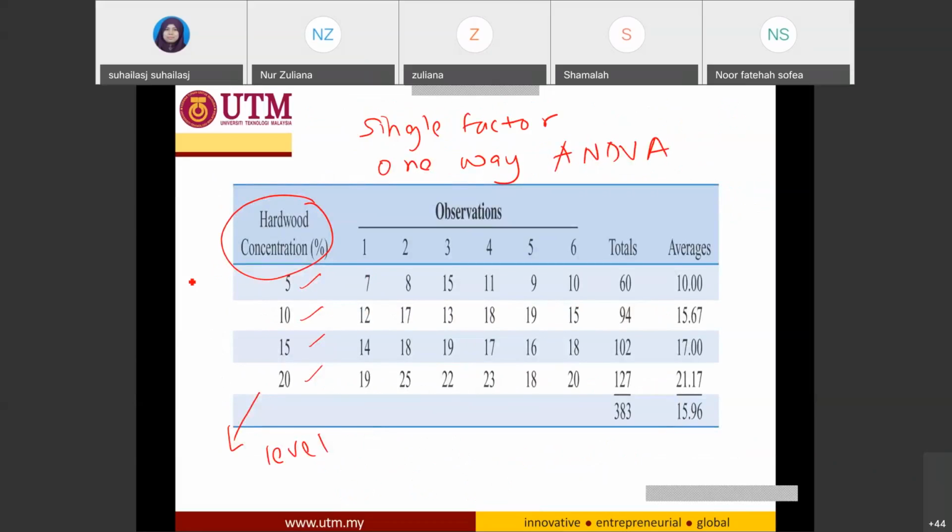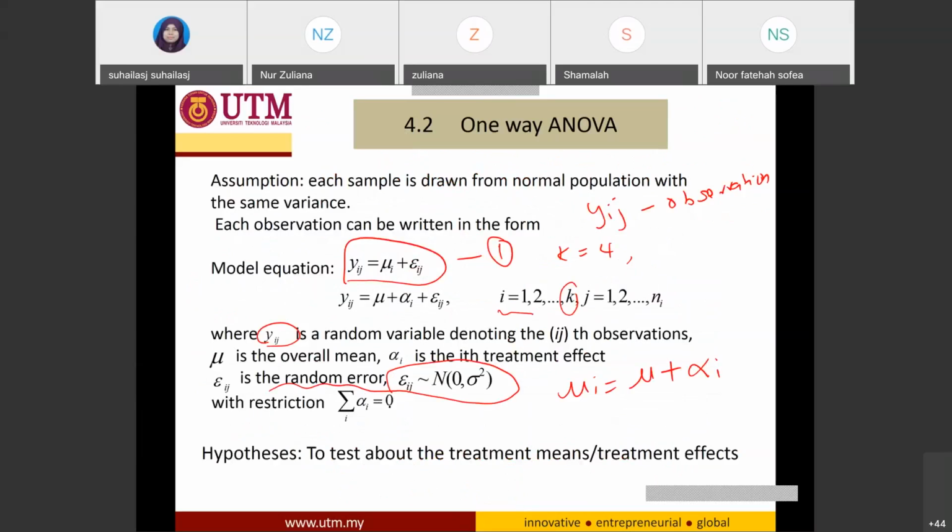Okay, ni k kamu. K equals to 1, k equals to 2, k equals to 3, k equals to 4. Okay, this is your level, so that means your k is equal to 4. Your observation, kita ada semua sama, 6 observation. So in this case, your ni is equals to 6. Maksudnya, n1 is equals to 6, n2 is equals to 6, sampailah kita ada n4 is equals to 6. 6 observation. Okay, in terms of symbol, k is number of level, your ni is number of observation for each level.